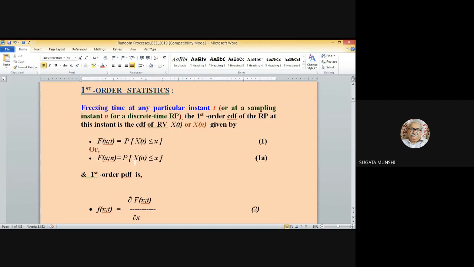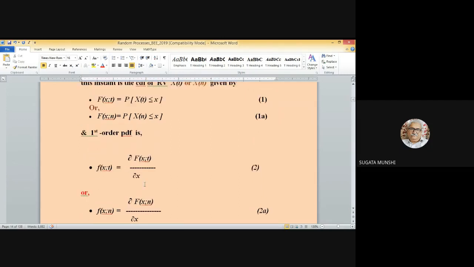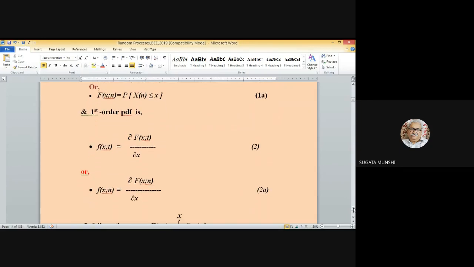Correspondingly, you will find the first order PDF. All right. First order probability density function. Equation 2 will give you the first order probability density function for continuous time random process and 2a for the discrete time random process. Just write these things.